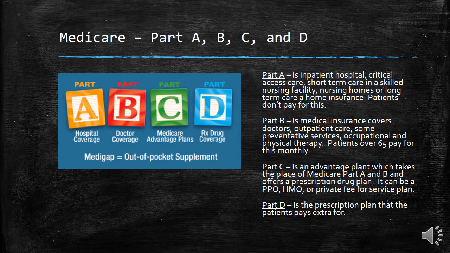Part C is an Advantage plan which takes the place of Medicare Part A and B and offers a prescription drug plan. It can be a PPO, HMO, or private fee for service plan. Part D is the prescription plan that the patients pay extra for.